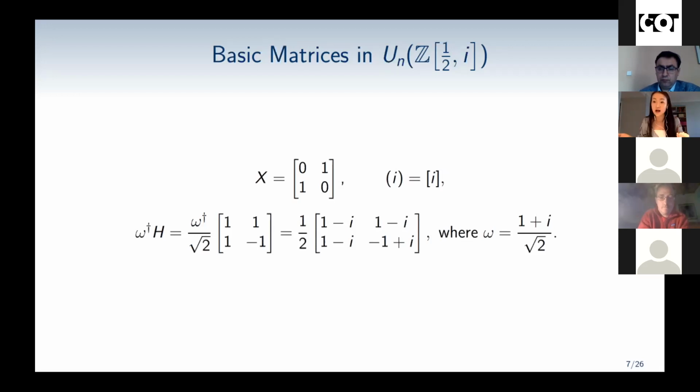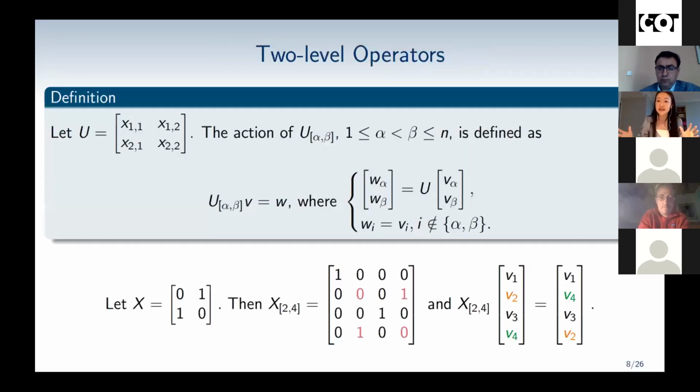Okay, so now let me tell you what roles these matrices are going to play in defining the exact synthesis algorithm. Basically, we're using them as a prototype to define n-level operators. For example, let's say we're defining U alpha beta using a 2x2 matrix U. So what we're doing is when this matrix is acting on a vector, it will act exactly like U on the alpha and beta element, and it will act trivially on every other element.